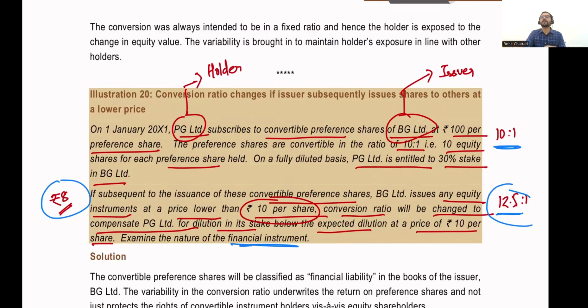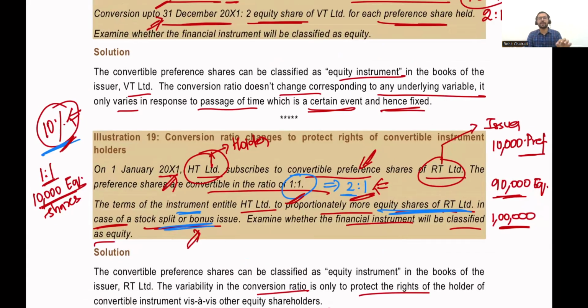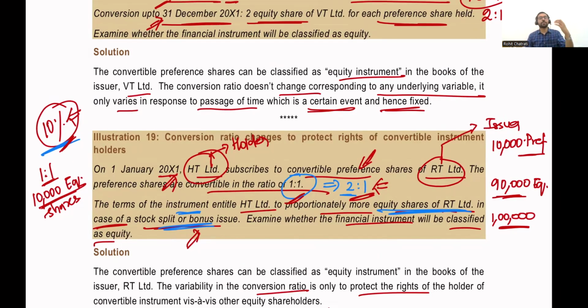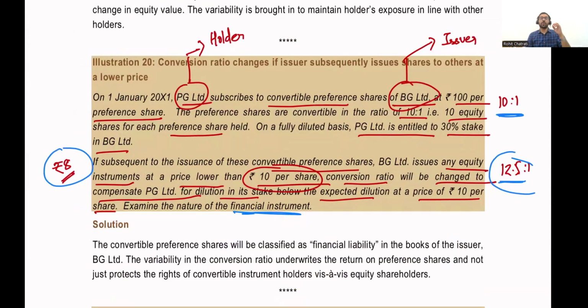Because unlike the previous example in illustration number 19, where the purpose was purely to compensate HT Limited for a bonus issue, a bonus issue is an issue where you do not receive cash, but your voting ownership is actually changing. You're not receiving any additional cash, but your ownership is changing, and therefore the conversion ratio was going to change from 1 is to 1 to 2 is to 1 to bring them on par. That is not the case over here. Over here, there has been a fresh issue of equity shares and there was an inflow of cash.